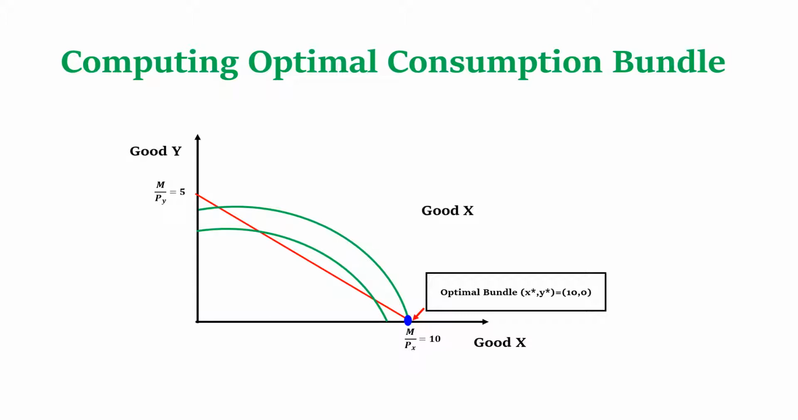The optimal bundle here is not (5, 0). He's not going to spend his income on good Y. Why? Because good Y is more expensive than good X. He's going to spend all his income on good X because it is relatively cheaper.